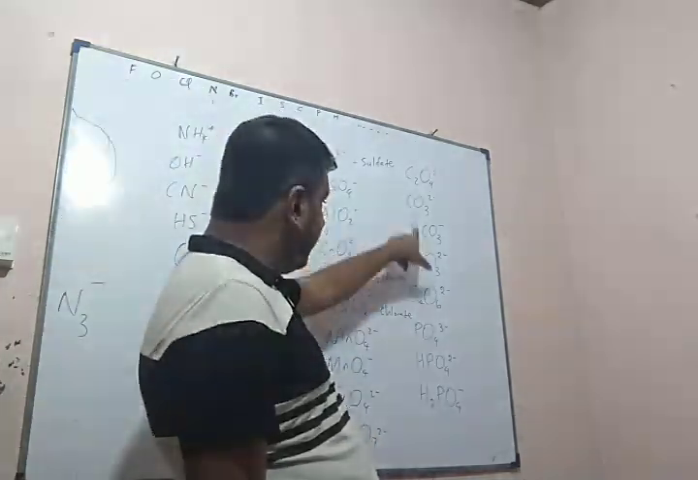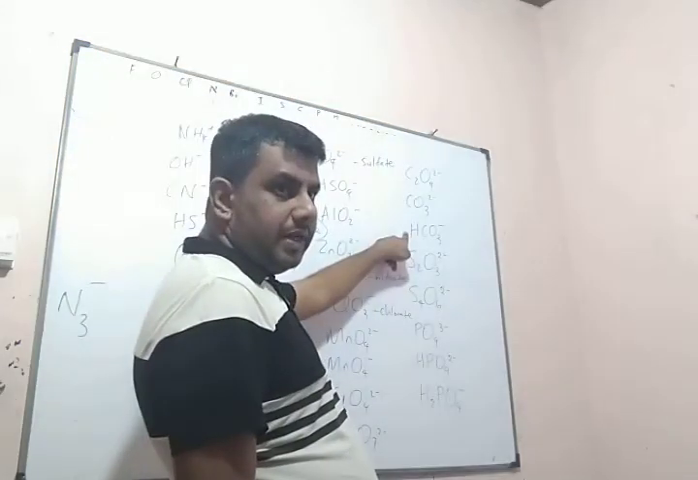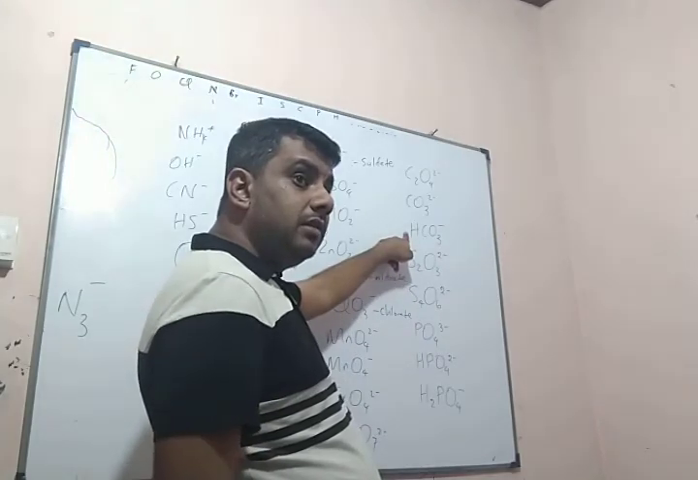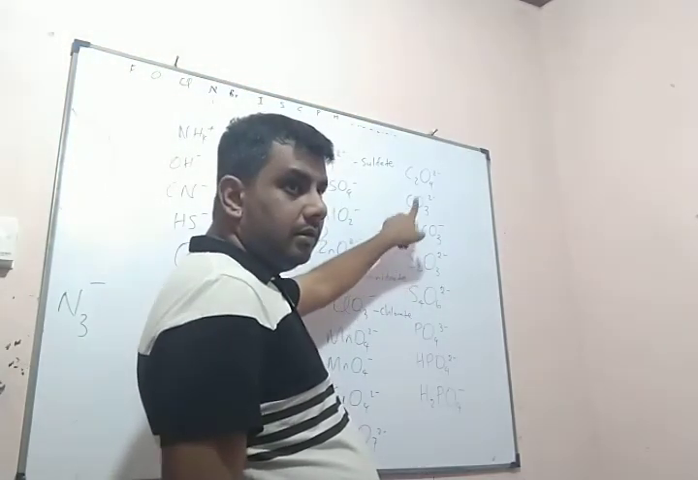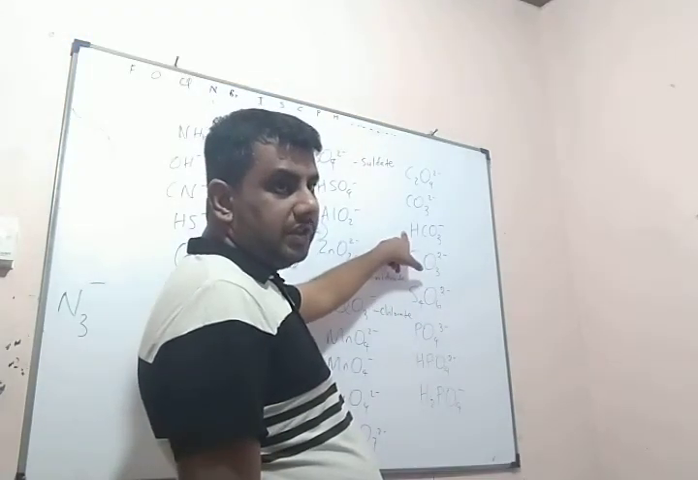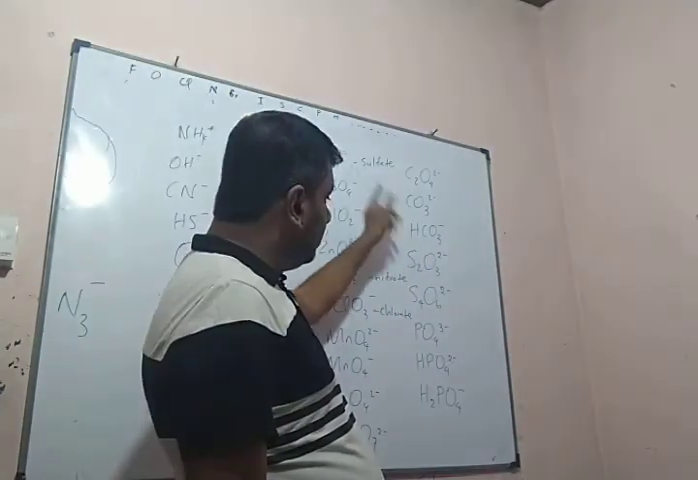What's this? This is carbonate, and this one is HCO3 minus, hydrogen carbonate. The old name, the trivial name, is bicarbonate. Right? What is the modern IUPAC name? Hydrogen carbonate. Right?